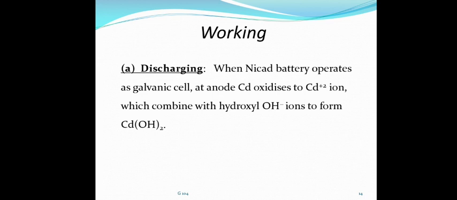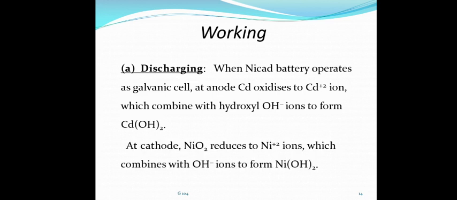So here you have two sets of reactions. First, discharging. That is when it is being used as a galvanic cell, when it is producing electricity. So when discharging, what happens? When the nickel cadmium battery operates as a galvanic cell, the Cd oxidizes to Cd2+. Cd becoming Cd2+ means it is undergoing oxidation, and it combines with OH- to form Cd(OH)2. Where is this OH-? KOH is there, no?